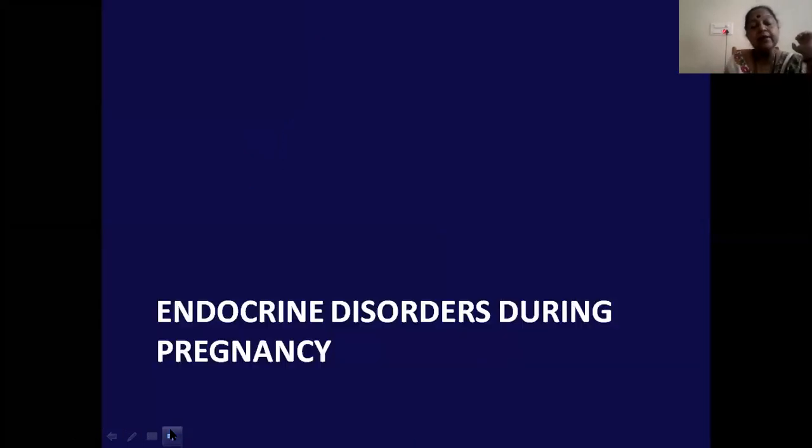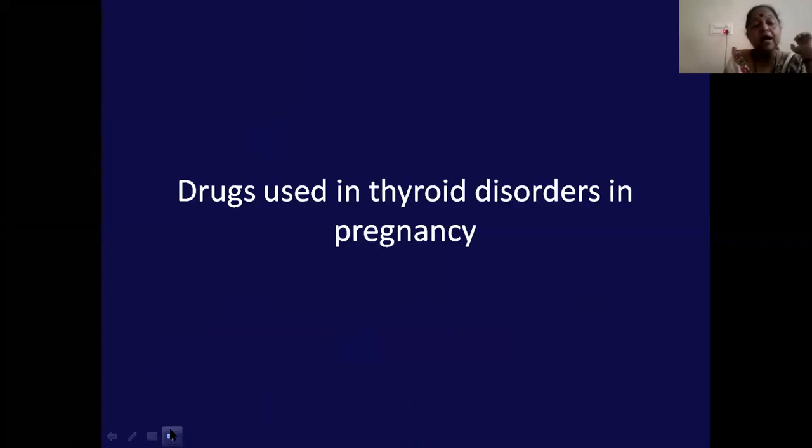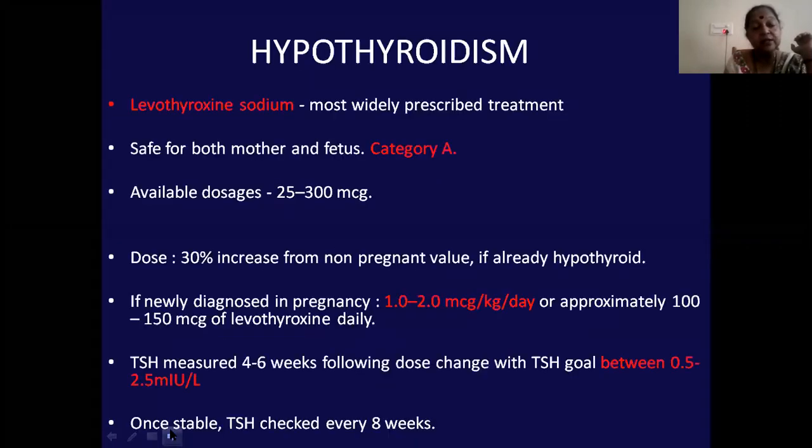Now, various endocrine disorders in pregnancy and their drugs. Thyroid disorders in pregnancy: levothyroxine, which we use commonly in hypothyroidism, is a category A drug, so it is a very, very safe drug. It is available as 25 to 300 micrograms, and the dose is increased 30% from the non-pregnant value if the patient is already hypothyroid. If newly diagnosed in pregnancy, you give 1 to 2 microgram per kg per day, or approximately 100 to 150 microgram of levothyroxine daily.